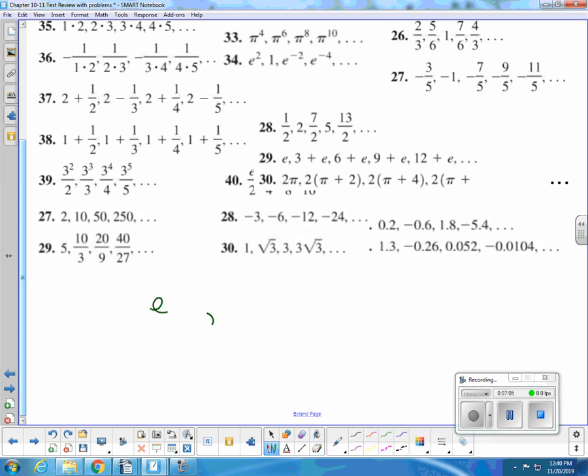Here's the sequence, guys. E is the first term. 3 plus E is the second term. 6 plus E is the third term. So let's look at that sequence, shall we?